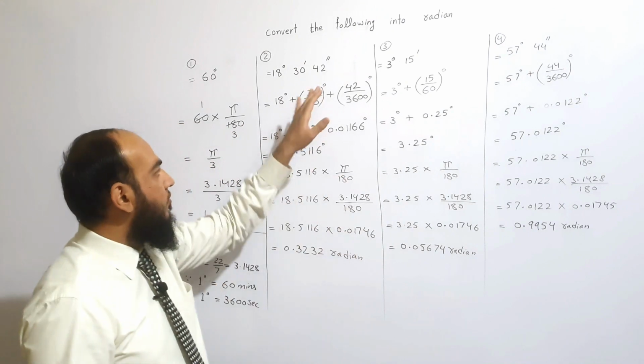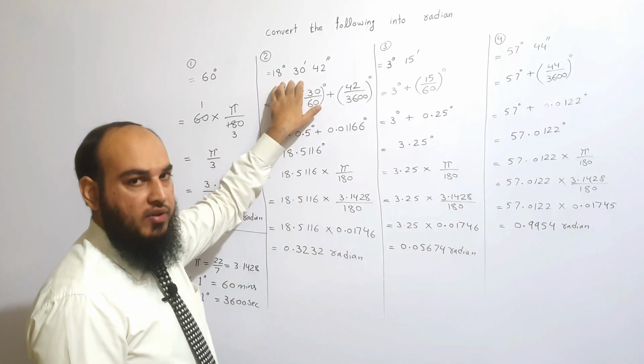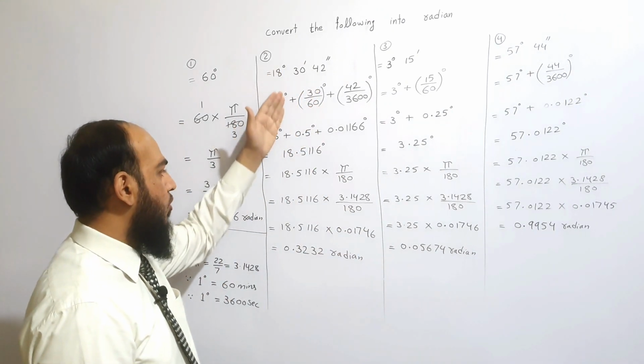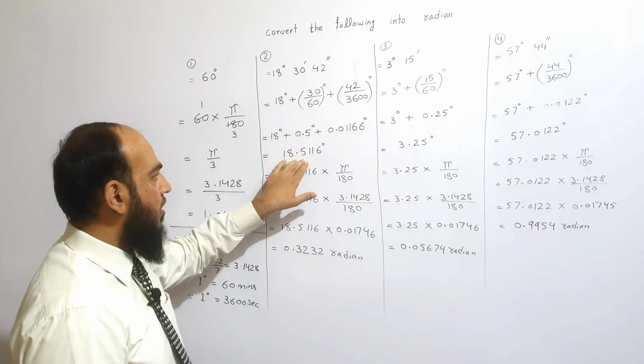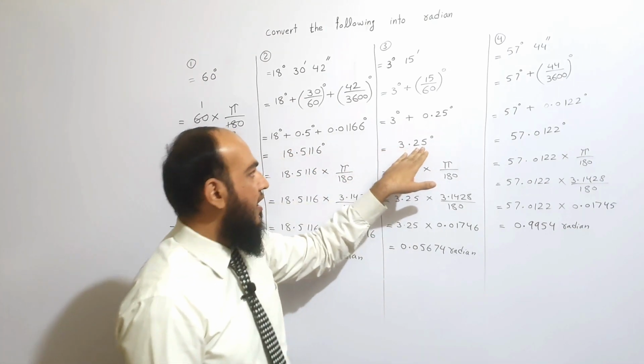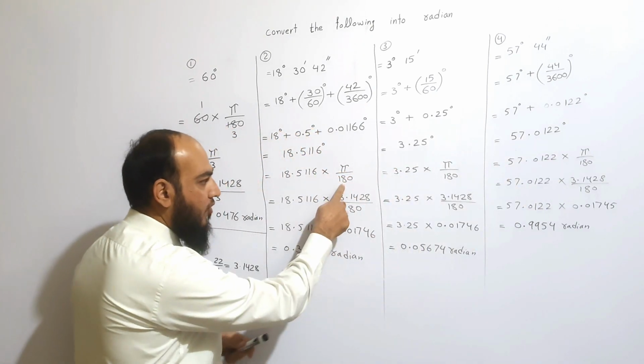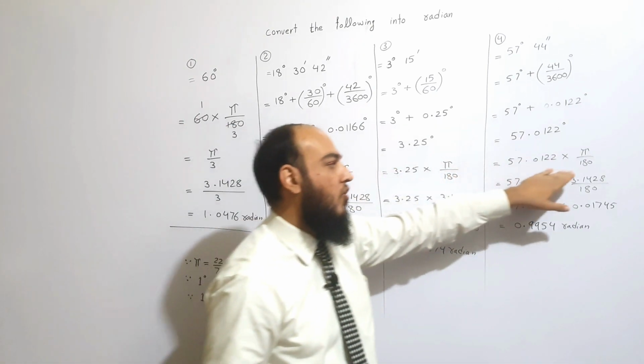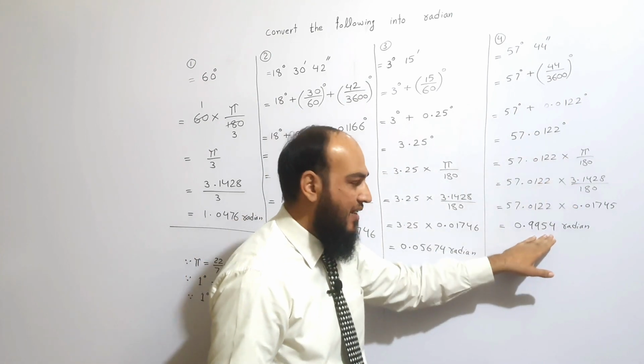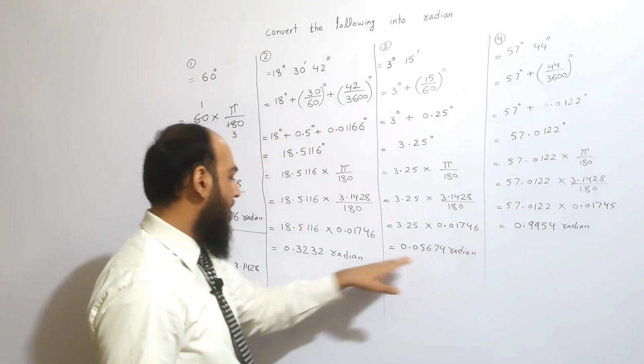If you have the question in the form of DMS, first of all you have to convert it into degree. Look at question number 2, question number 3 and question number 4. Then you will multiply with pi over 180, and you finally will get the answer in the form of radian.